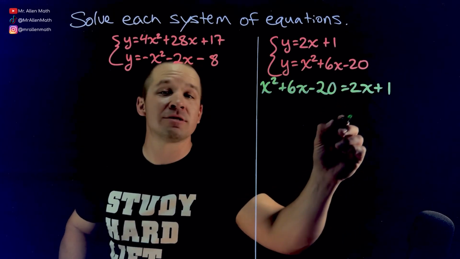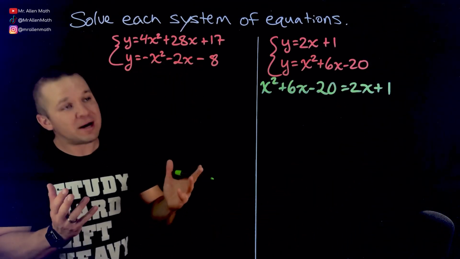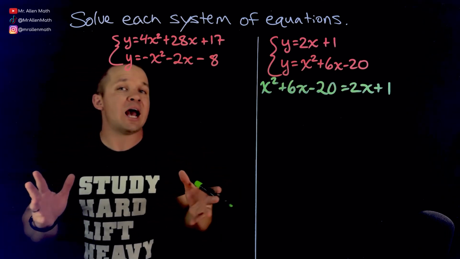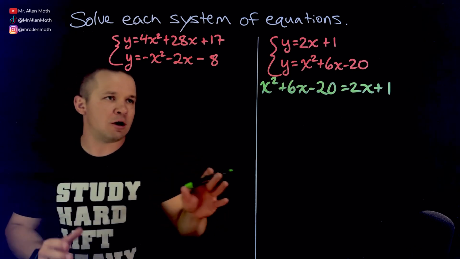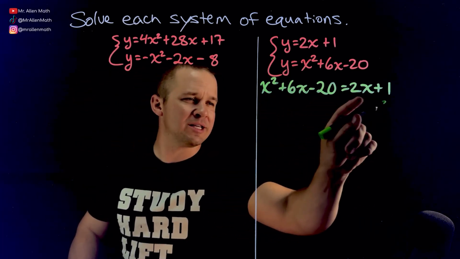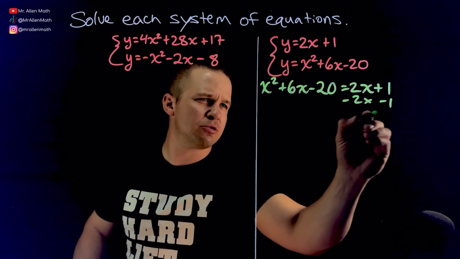And the way I'm going to solve a quadratic equation is by setting it equal to 0, and then hopefully being able to factor it, my favorite F word, and then solving from there, okay? So x squared plus 6x minus 20 equals 2x plus 1. Let's subtract the 2x and subtract the 1.